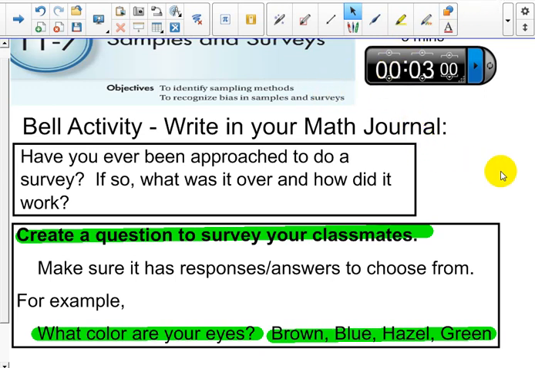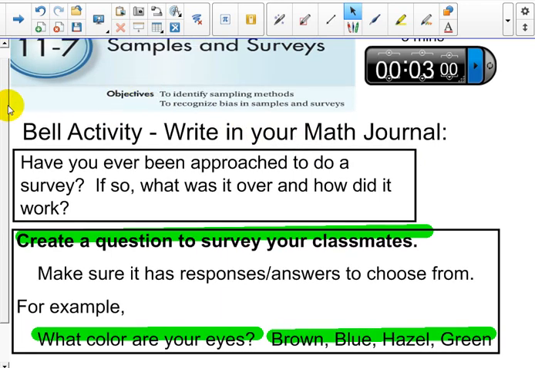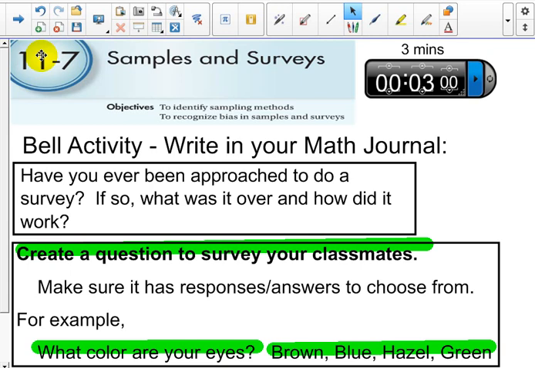Okay, so today's lesson is about samples and surveys. This is Chapter 11, Lesson 7. Our objective today is to identify sampling methods and to recognize bias in samples and surveys.